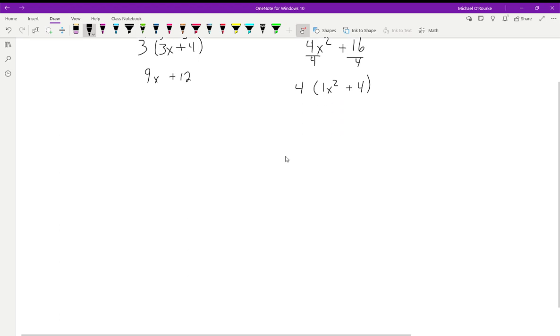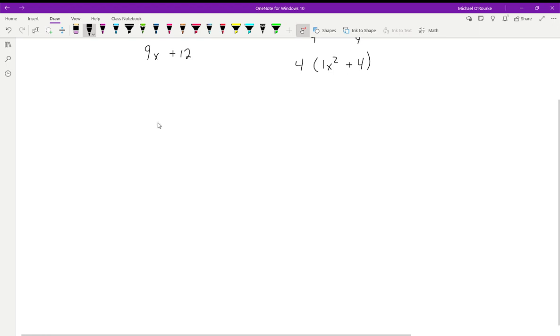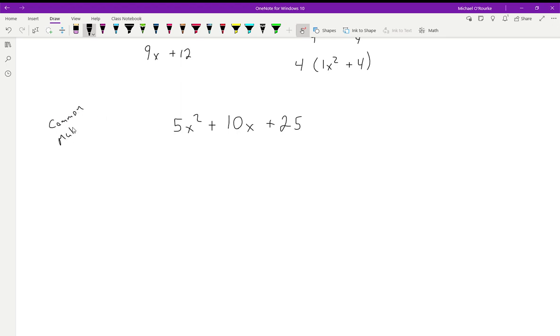So let's do a couple of questions here. We'll go 5x squared plus 10x plus 25. When you're looking to do common factoring, every time you go to do factoring, you want a common factor first. You're looking for something that has a common multiple. And you can see that here, 5 goes into all these items.